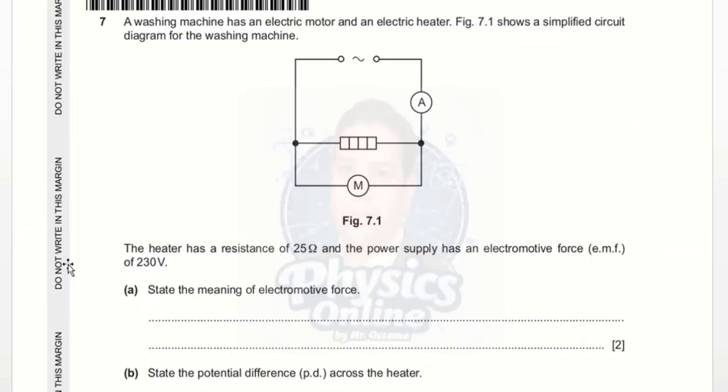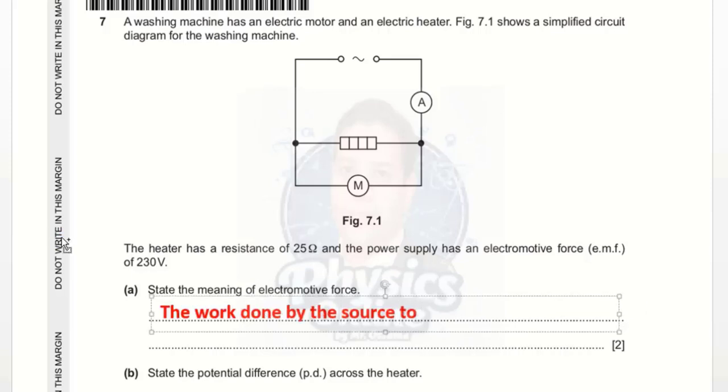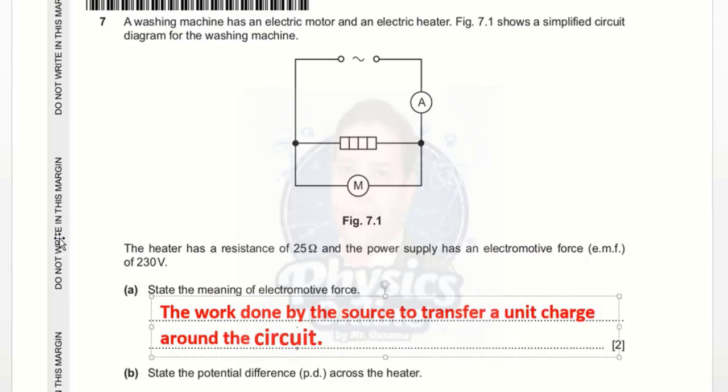A washing machine has an electric motor and an electric heater. Figure 7.1 shows a simplified circuit diagram for the washing machine. The heater has a resistance of 25 ohm and a power supply has an electromotive force EMF of 230 volts. State the meaning of electromotive force. Electromotive force is the work done by the source to transfer a unit charge around the circuit.